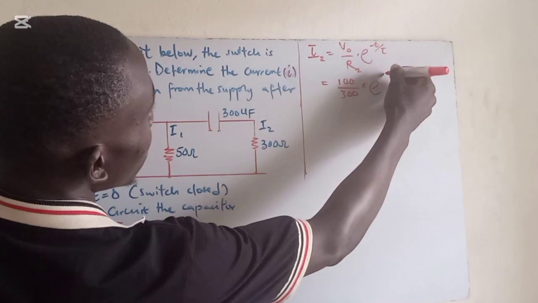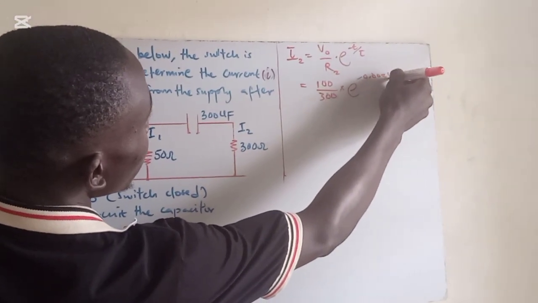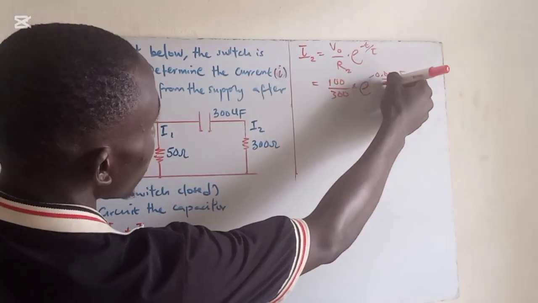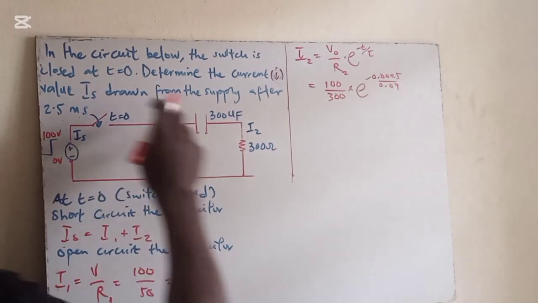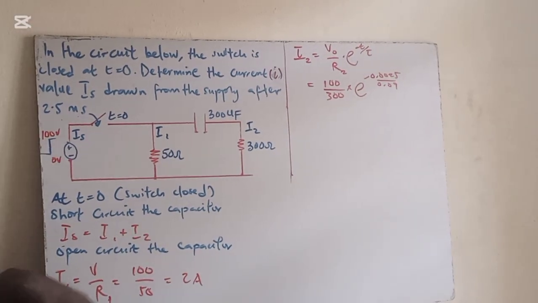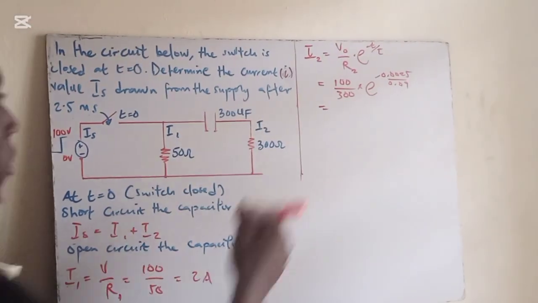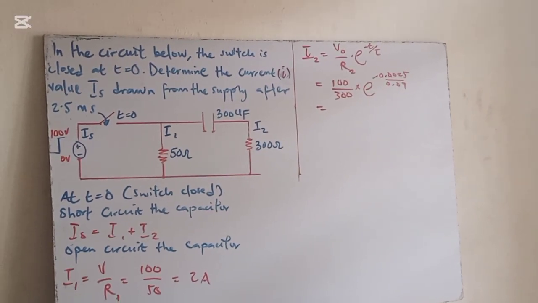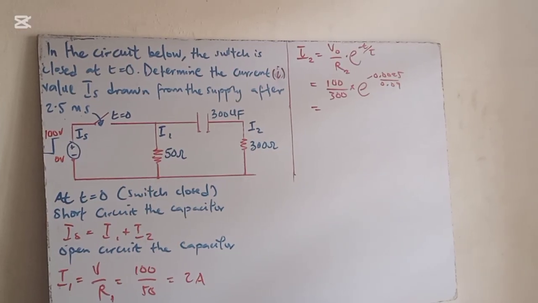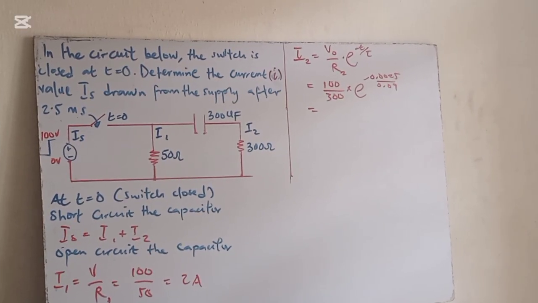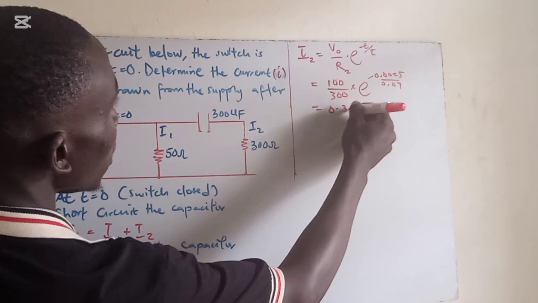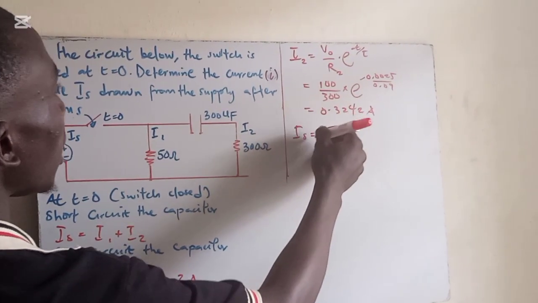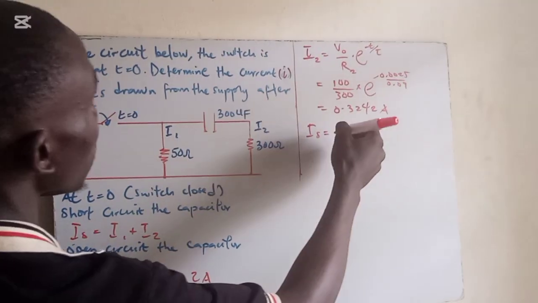So that is minus 0.0025 over tau. Your tau is 0.09 seconds because you have converted that to seconds like the other time. So both must be in seconds. Don't use one in milliseconds and then use the 0.09 seconds. So now, calculating that value on our calculator, you are going to get 0.3242 ampere.